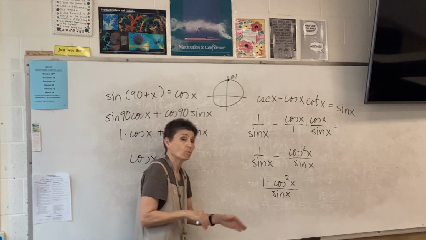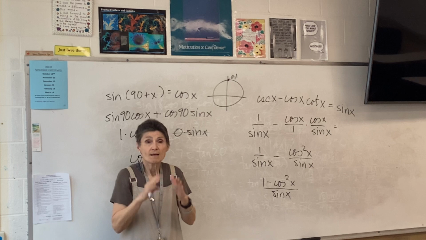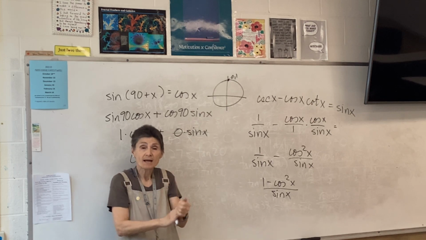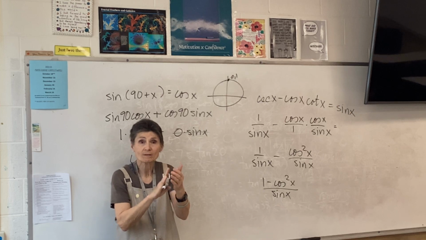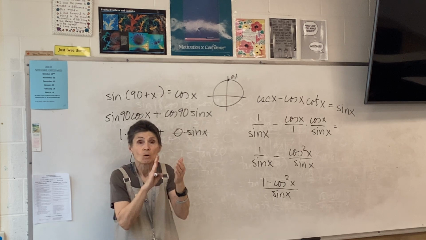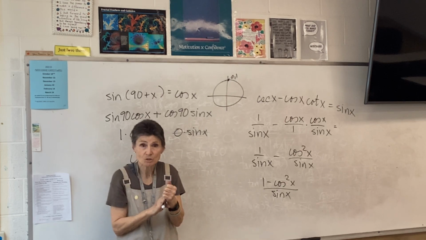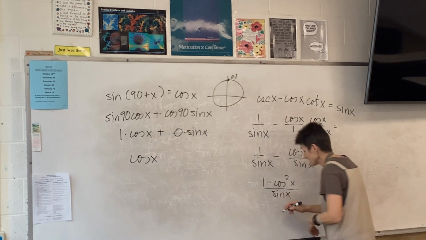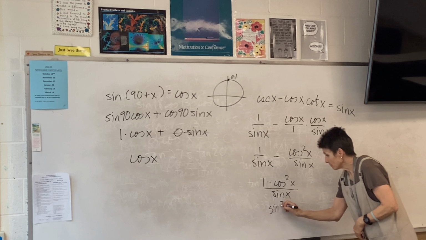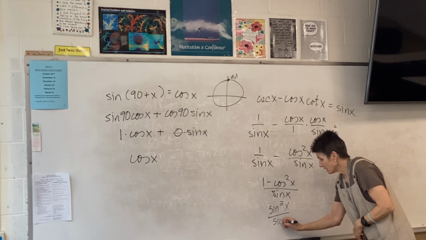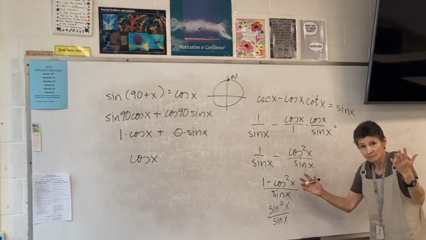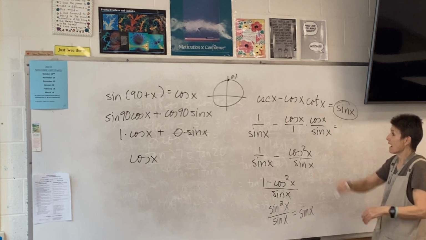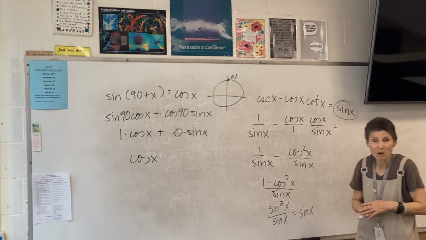The denominator just stays the same. So now we have 1 minus cosine squared. That needs to ring a bell. Since sine squared plus cosine squared is 1, 1 minus cosine squared is sine squared. So this is sine squared over sine. Now we can cancel, and that's just sine, which is exactly where we were hoping to end up.